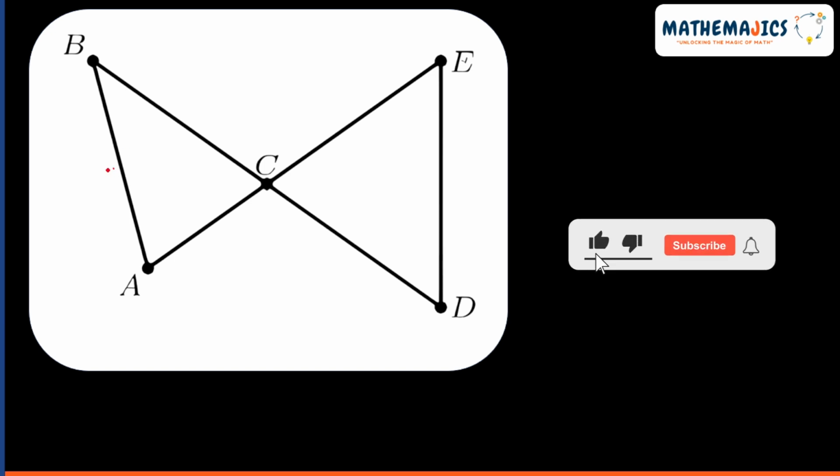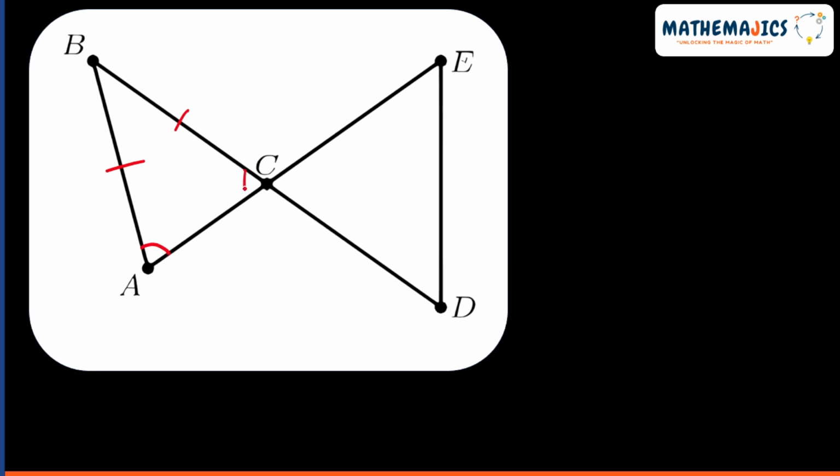First of all, it is given that AB is equal to BC. That means this angle and this angle will be equal to each other. So let this angle be x degrees. And you can clearly see that this angle and this angle are vertically opposite angles, so this will also be x degrees.